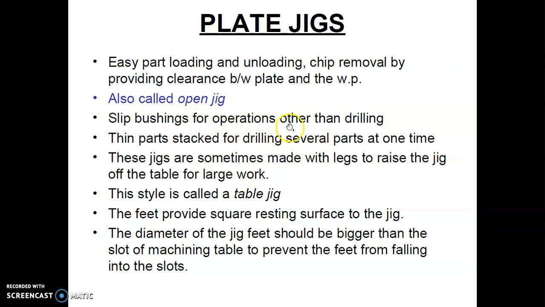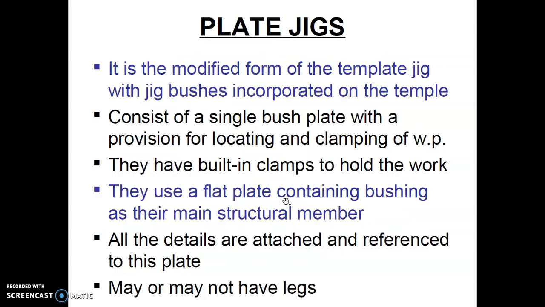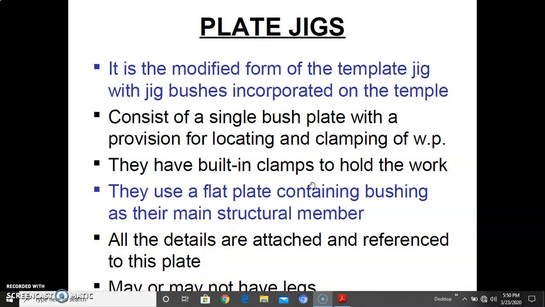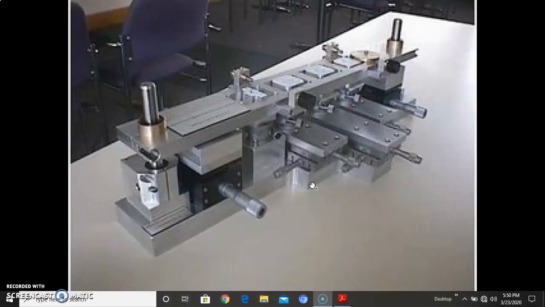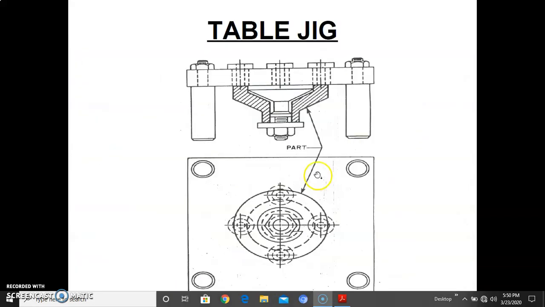Slip bushings are used for operations other than drilling. Then thin parts can be stacked for drilling several parts at one time. These jigs are sometimes made with legs to raise the jig off the table for large work. This style is called a table jig. Okay, it may or may not have legs. The table type of jig we will see in the next video.